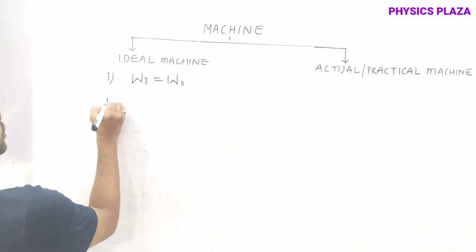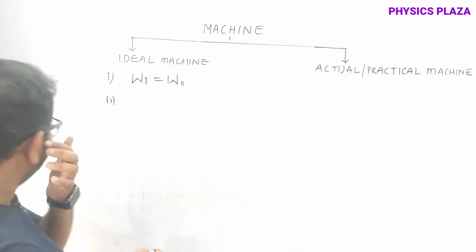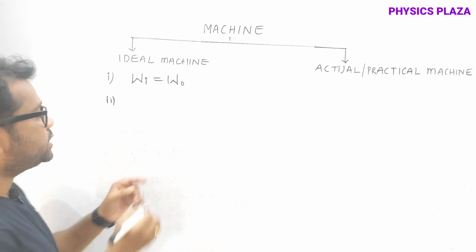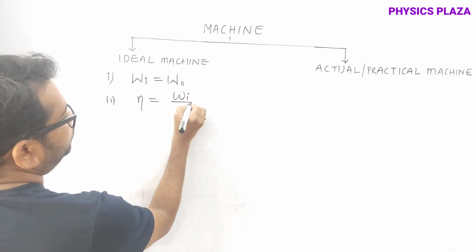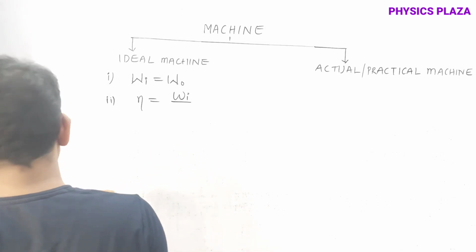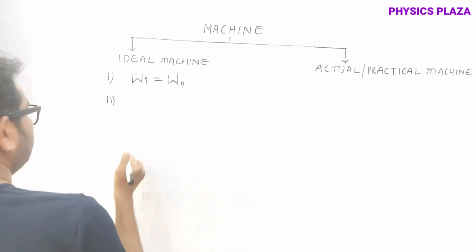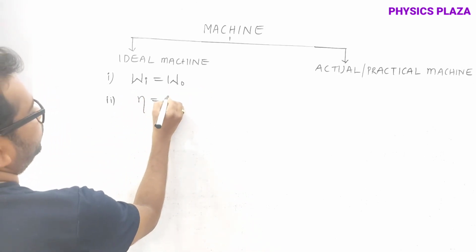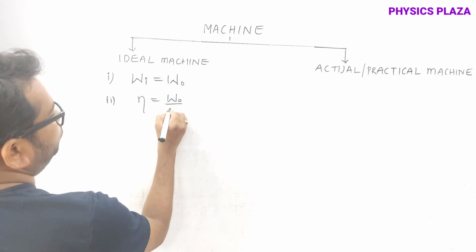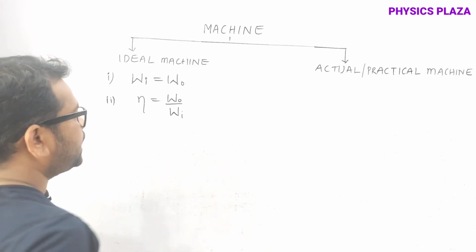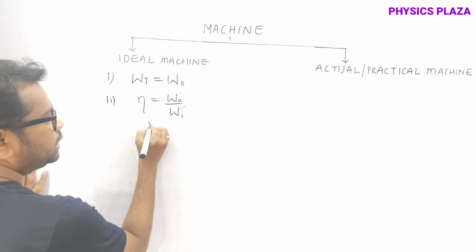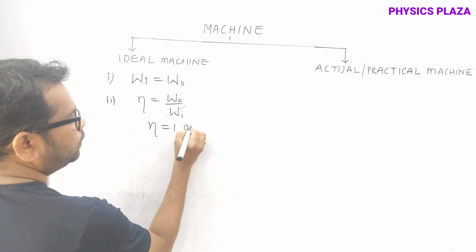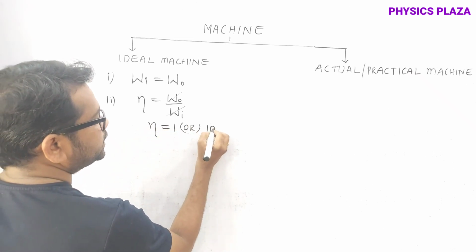Okay, fine. Now, children, the very important thing is that we know that efficiency is equal to work output by work input. As these both are equal, children, they will get cancelled. Then for an ideal machine, η is equal to 1 or it is 100%.